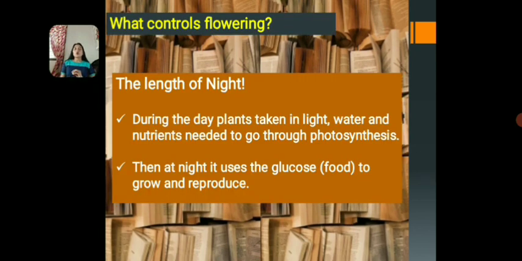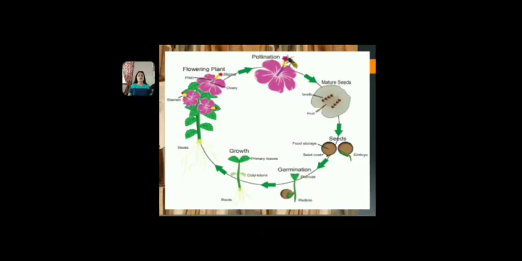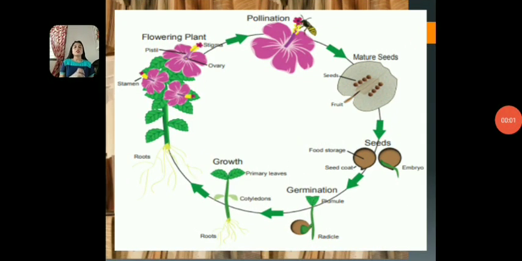So what controls flowering? The length of the night. During the day, plants take in light, water, and nutrients needed to go through photosynthesis. Then at night, they use the glucose or the food to grow and reproduce. So this is how the flowering plant life cycle works.